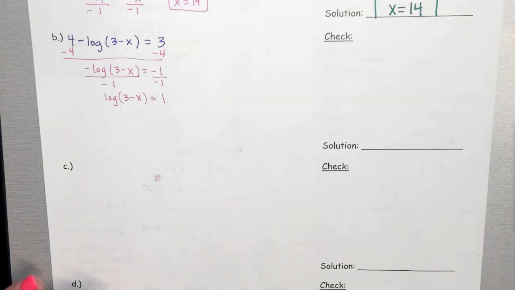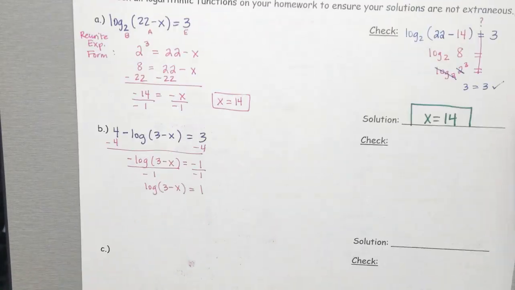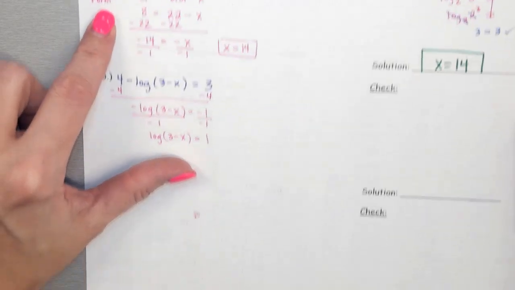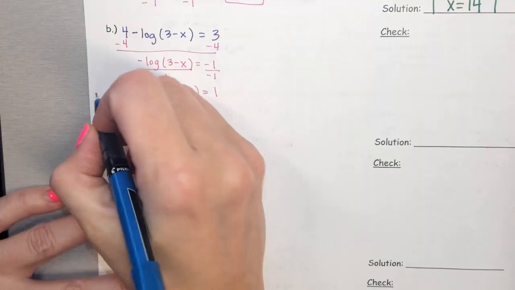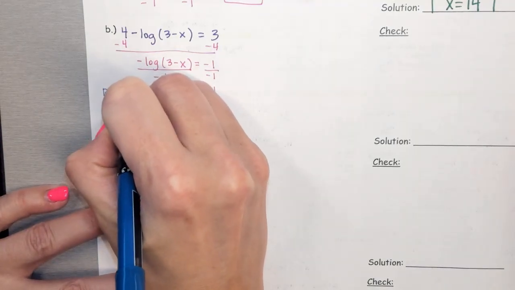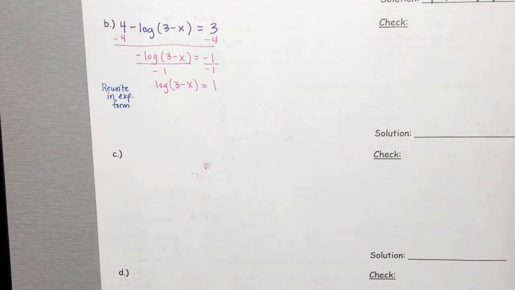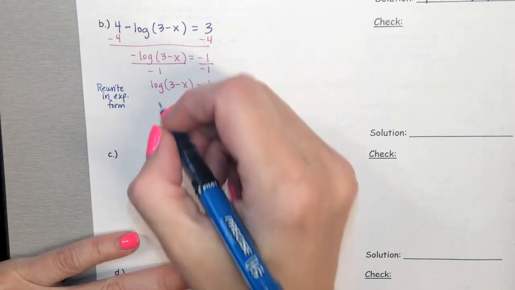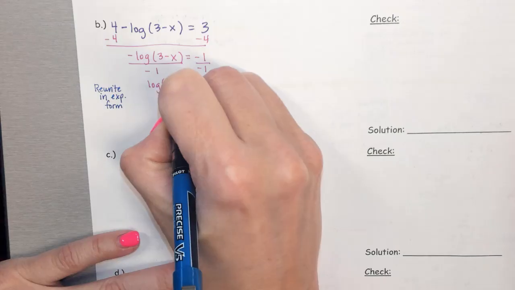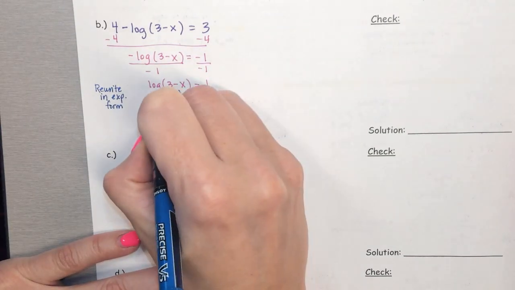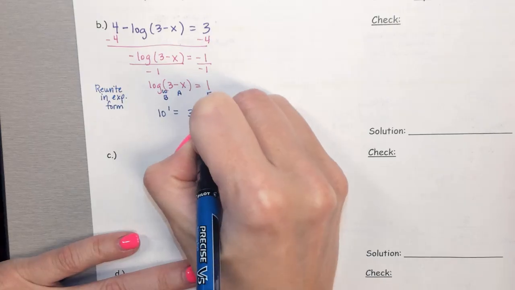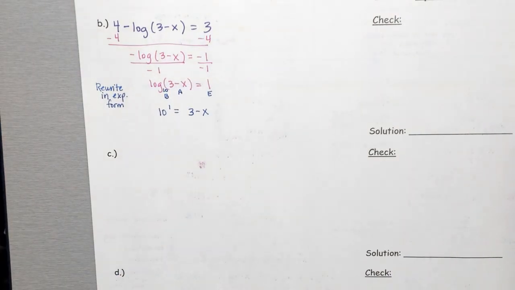All right, so now we have the log isolated. Once it's isolated, we have to rewrite it. Once the log is alone, you need to rewrite in exponential form. You have to use that definition. So if you can't see a base, what is your base? 10. Okay, so it's base, answer, exponent. 10 to the first equals 3 minus x. Okay, so go ahead and solve that for x. And then you can start your check.